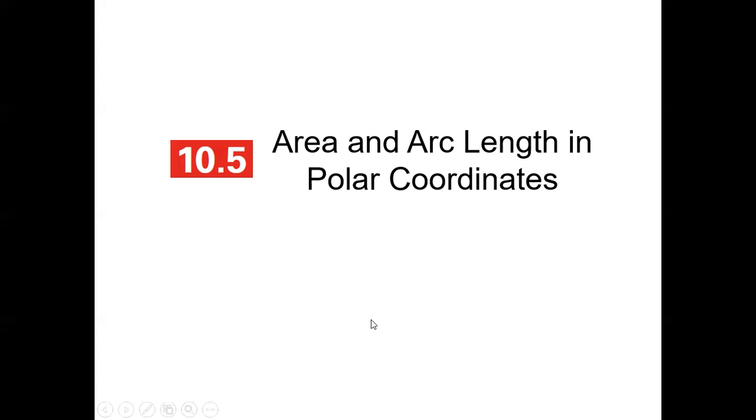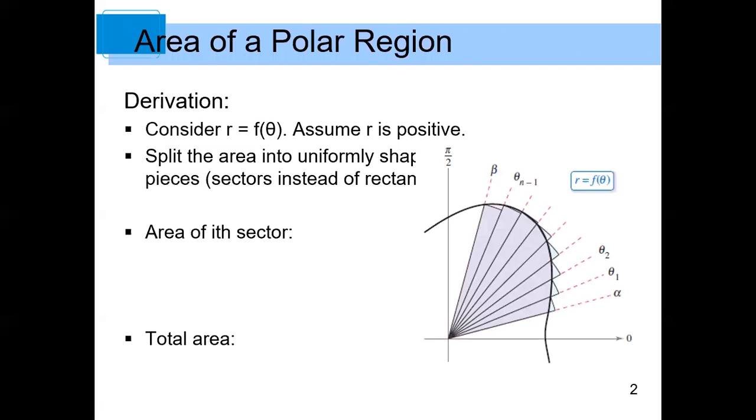Okay, so let's do that. First of all, suppose I want to find the area of this region right here. This angle right here, alpha, is the start of this region. And this is where the region stops, with this angle that I've called beta.